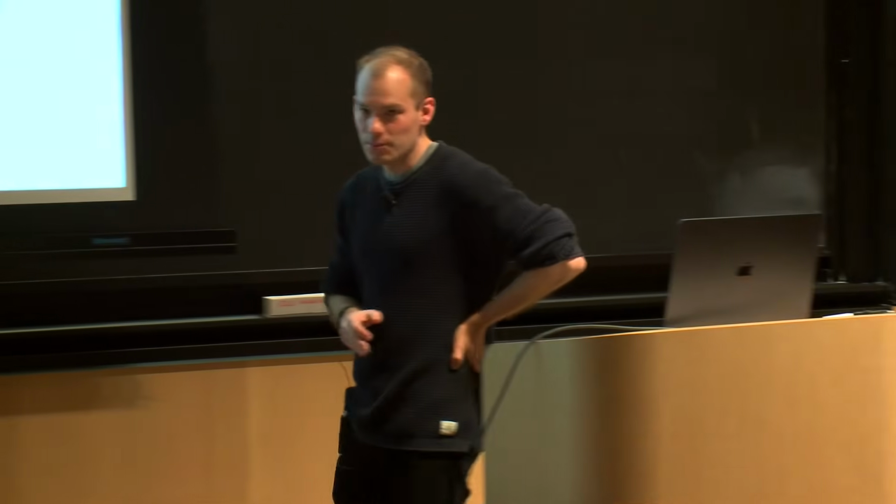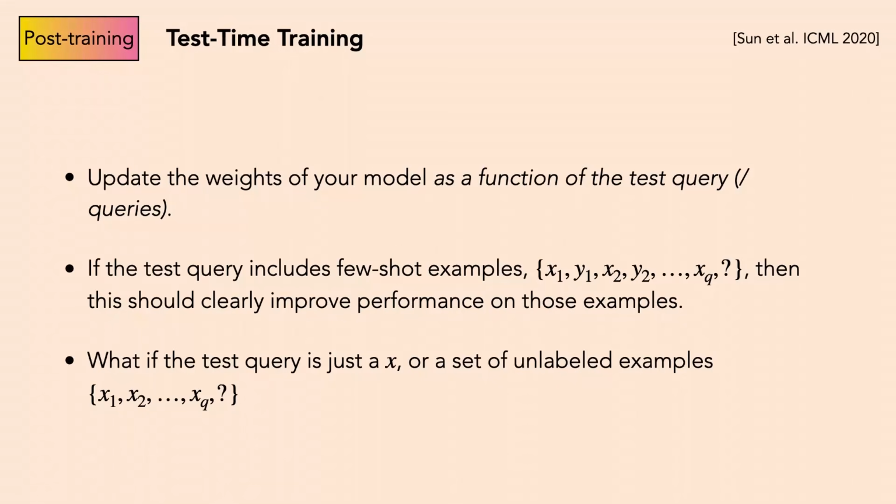Okay, so anyway, the name for this is test time training, or that's one of the names that's emerged for this thing. And the idea, just roughly, is you're going to update the weights of your model as a function of the test query, or maybe the entire test set. You might have a sequence of test queries. The test query could include these in-context examples, and so you update on the basis of those, you train on those. But there's also another more extreme scenario where the test query is just an X. You don't get supervised in-context examples.